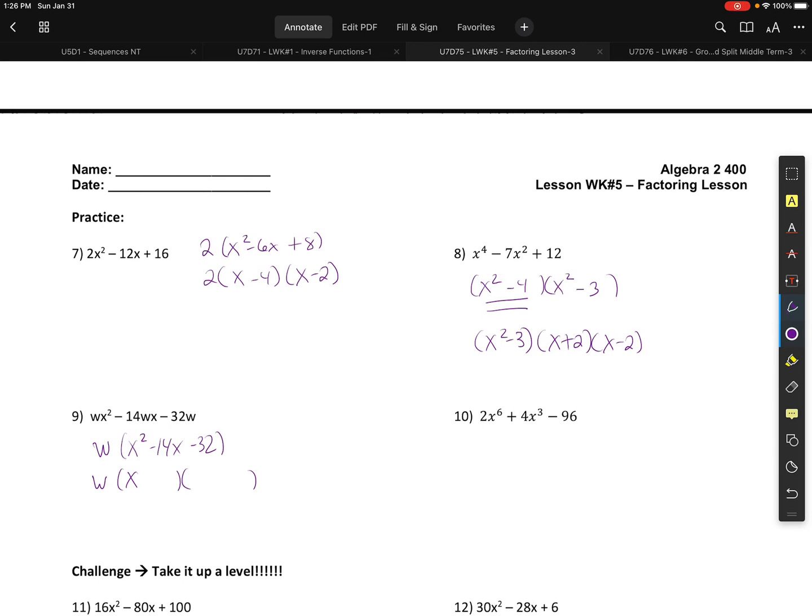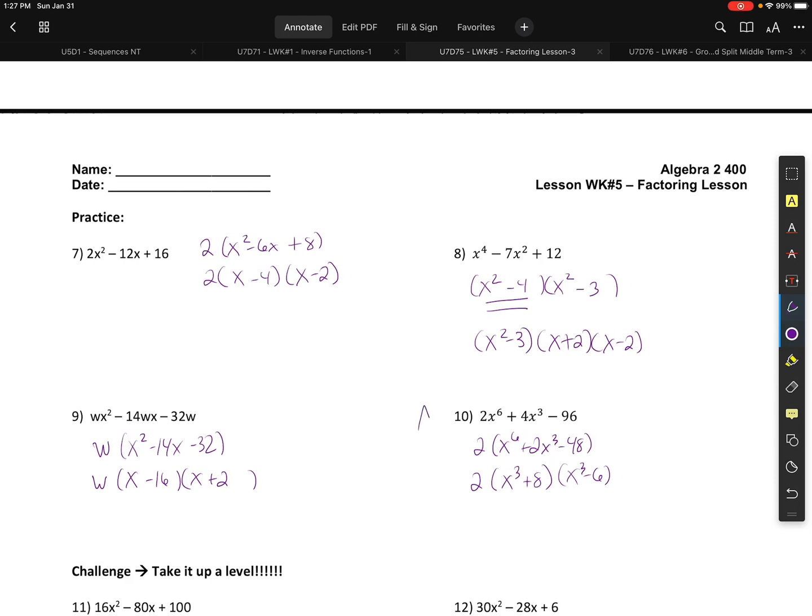GCF again. 2x to the 6th plus 2x to the 3rd minus 48. 2x to the 3rd plus 8, x to the 3rd minus 6. And there's our final answer. And again, always check: am I done? Can I go any further?